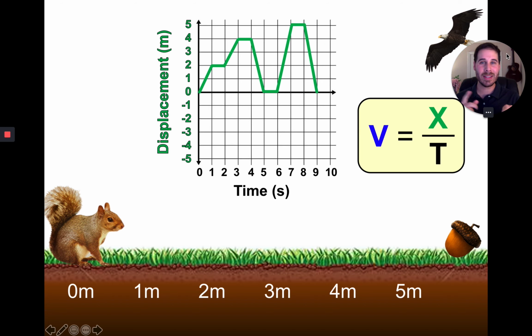So you could take any section of the graph, plug in how much displacement change there was on the top in the numerator, and then divide that by how much time it took for that phase of the graph to occur, and what you've got is the velocity of the object. And that'll be a handy skill for you to use in physics.